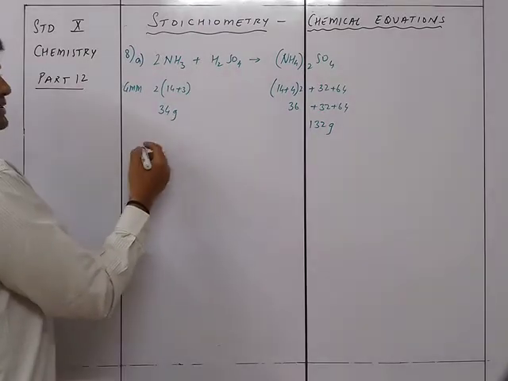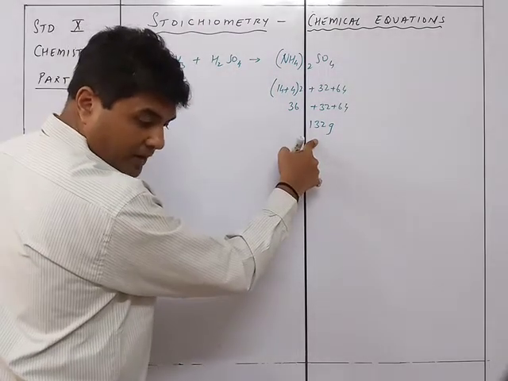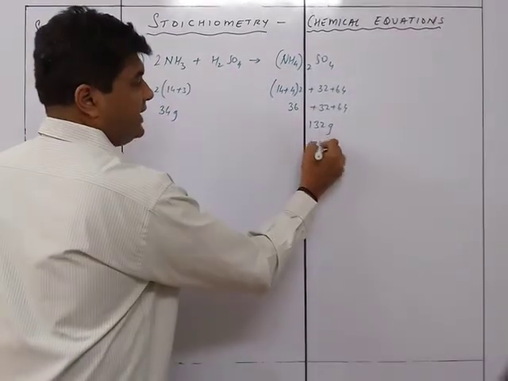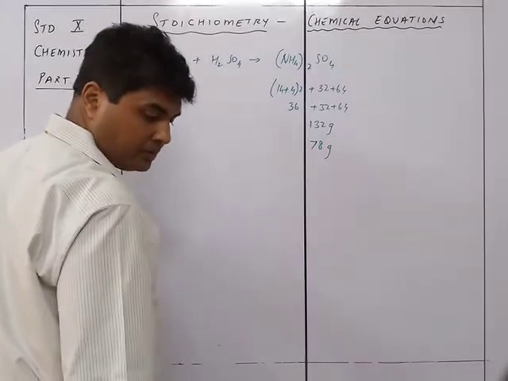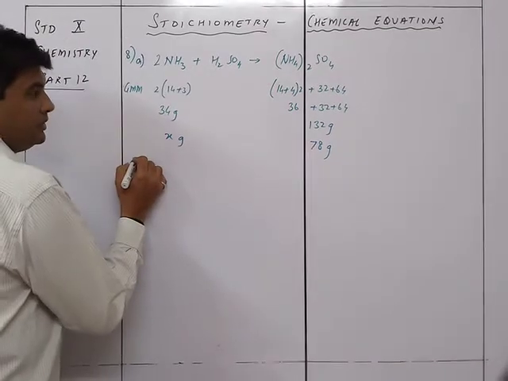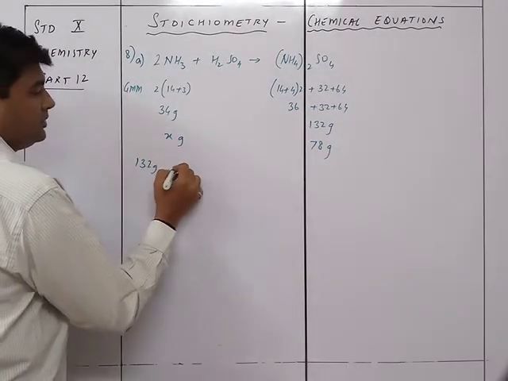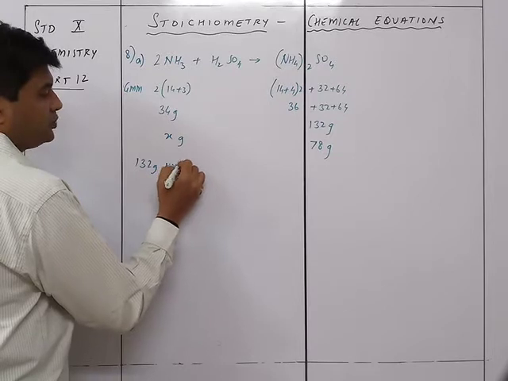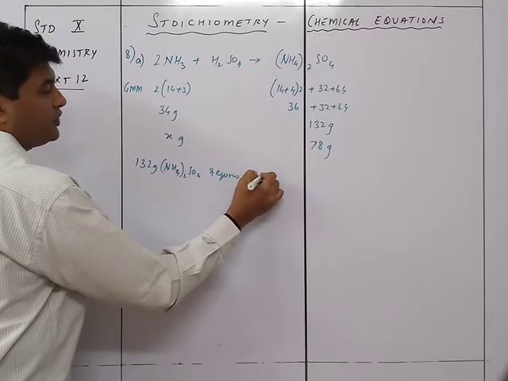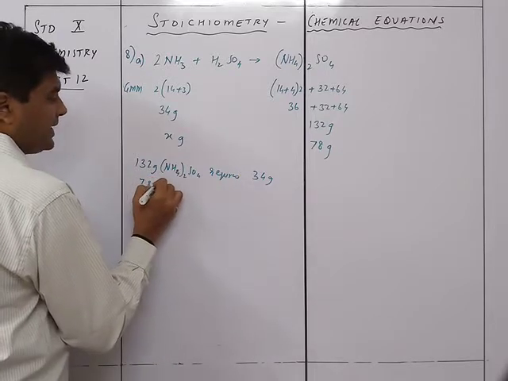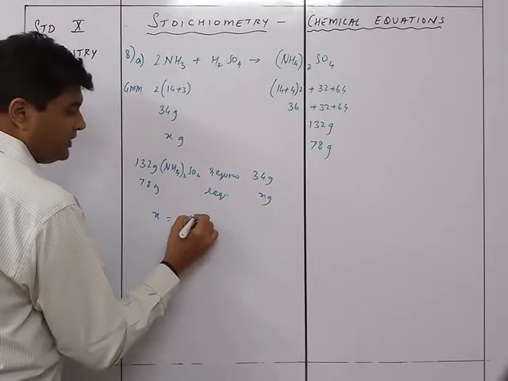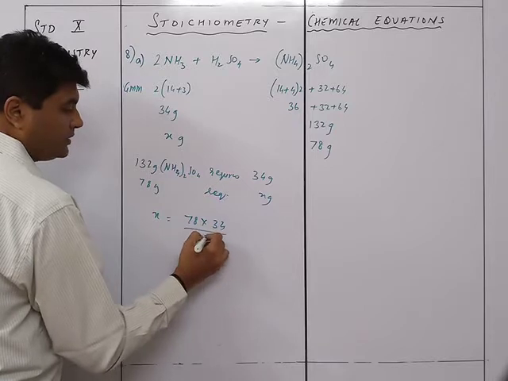So we get this over here that instead of 132, I want 78 grams of the fertilizer. So I just need 78 grams of fertilizer. So what will be the X value over here? So we know that 132 grams of (NH4)2SO4 requires 34 grams. So 78 grams requires X grams. X will be equal to 78 into 34 upon 132.